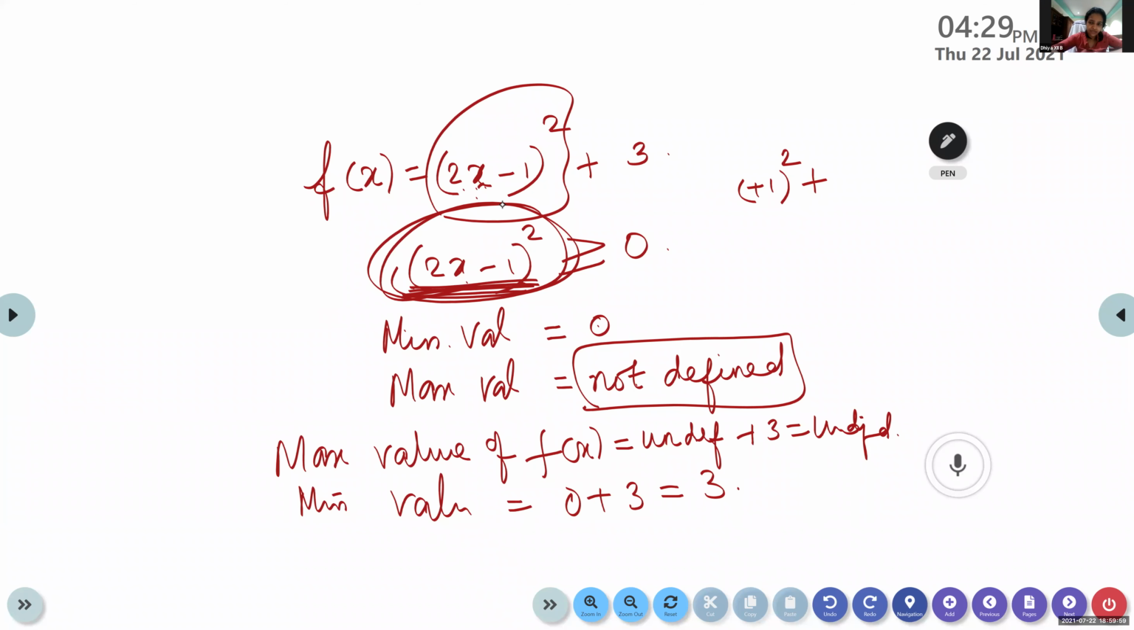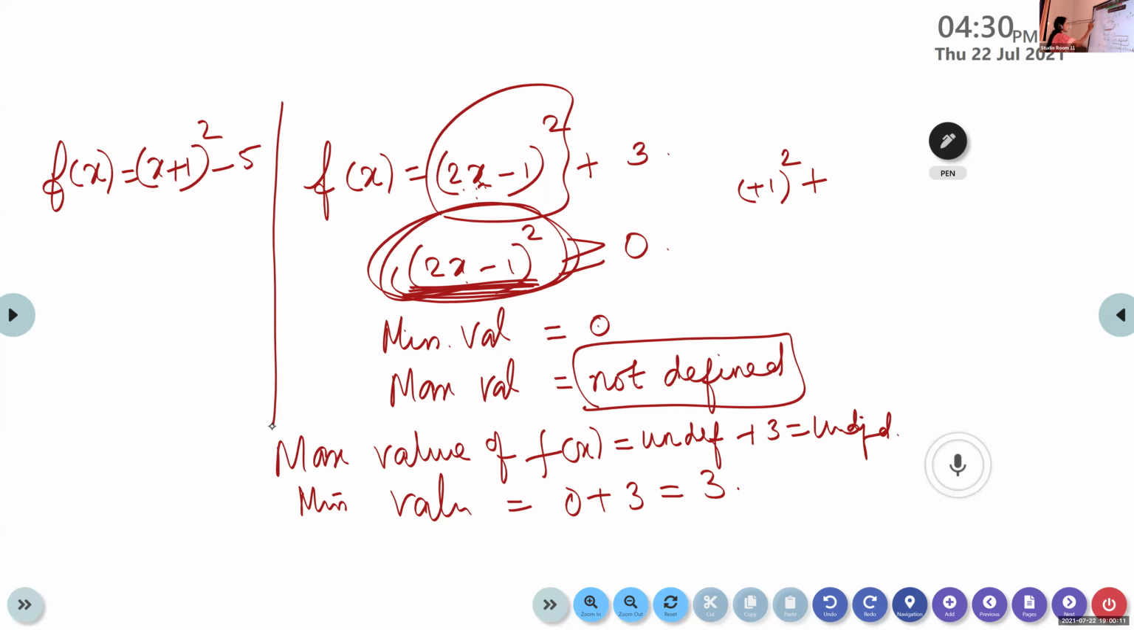So the function may be changed. Suppose it is asked like this: (x plus 1) the whole square minus 5. The method is the same. You consider only (x plus 1) the whole square. It is always positive. When you square, the value keeps on increasing. So for this function, no maxima, but the minimum value is 0.